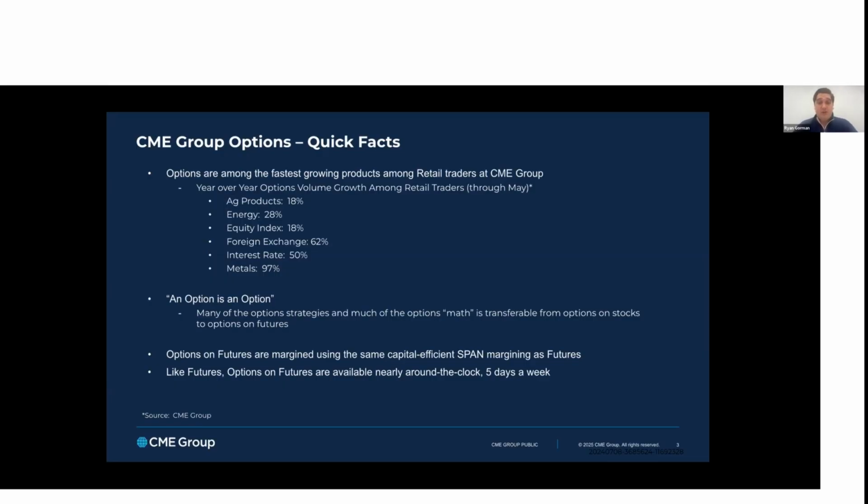With that, like futures, options on futures are traded nearly around the clock, 5 days a week. So think about all the times, if you're actively trading equities or equity options, that we have a big earnings report that comes out after the bell, or a 6 a.m., 7 a.m., 8 a.m. report that comes out, and you can't do much with your equity portfolio. But with the futures markets, you can have access to not only the futures markets, but our options markets as well.